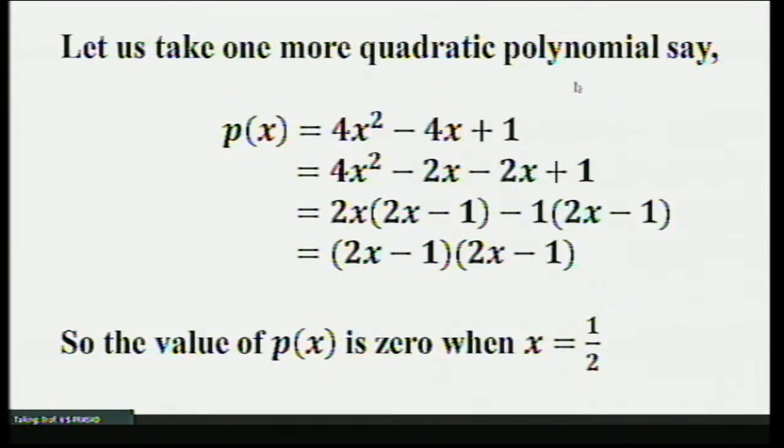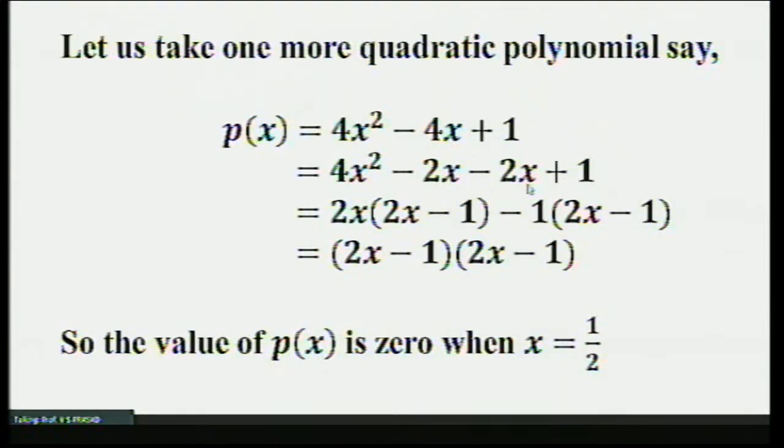Let us consider one more quadratic polynomial to make it very clear. Say p of x is equal to 4x square minus 4x plus 1. Again, by using splitting the middle term, I am writing minus 4x as minus 2x minus 2x, which comes by taking the product of the coefficient of x square and the constant term. 4 into 1 is 4, and we split that 4 into minus 2 times minus 2.